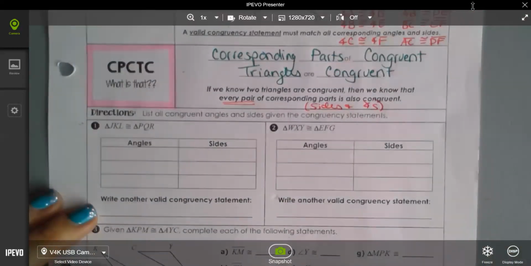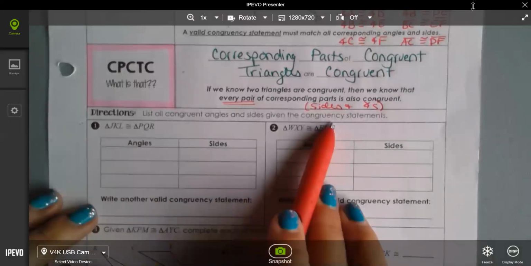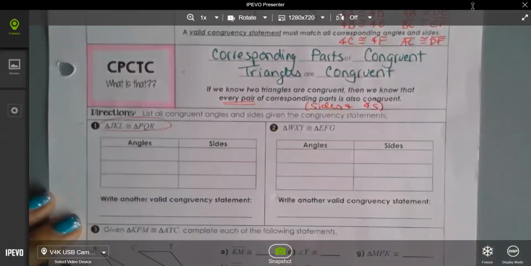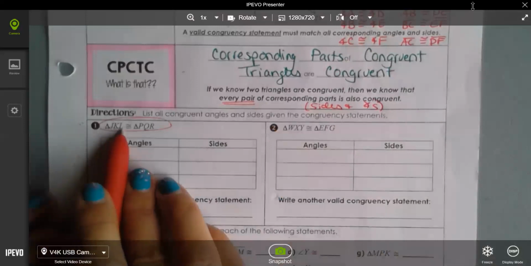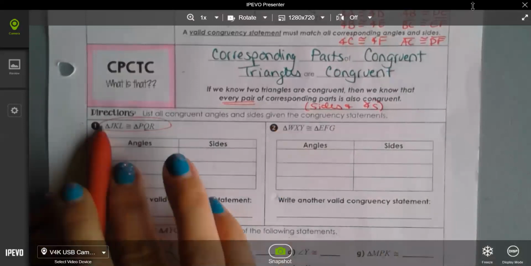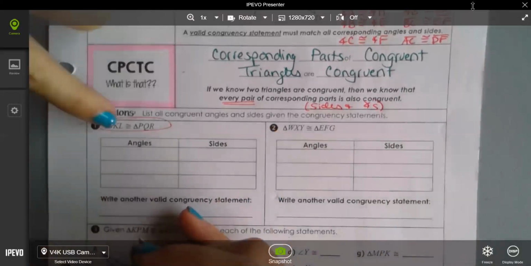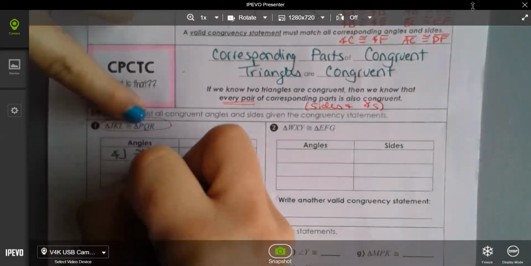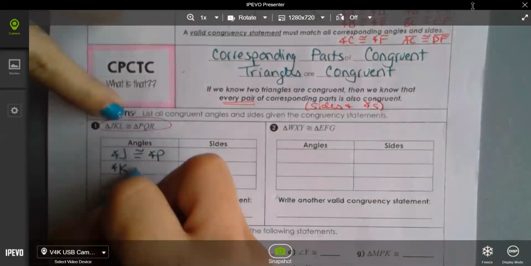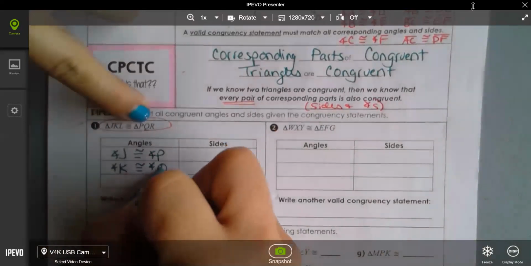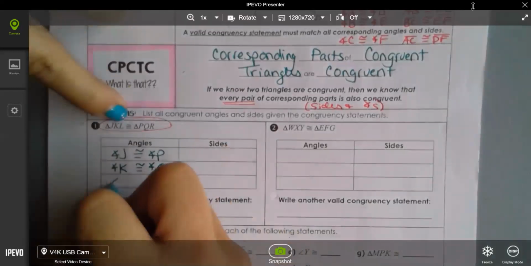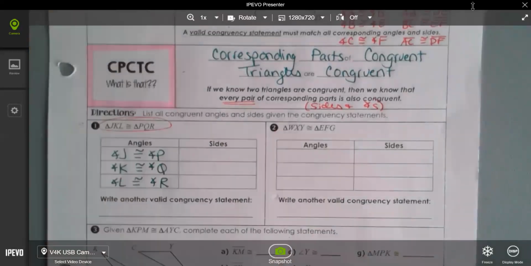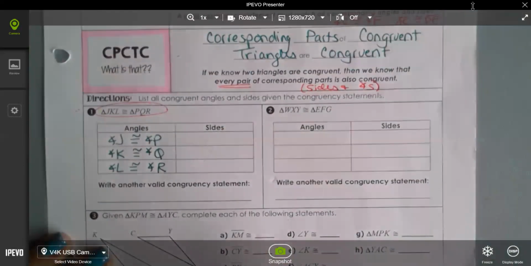So in number 1, it says list all of the congruent angles and sides, given the congruency statement. So we have our congruency statement right here. It says that triangle JKL is congruent to triangle PQR. Based on that statement, I can now say that angle J, first letter, is congruent to angle P, first letter. Middle letter, angle K, is congruent to middle letter, angle Q. Last letter, angle L, is congruent to last letter, angle R. All you gotta do is just match up the letters, sides.